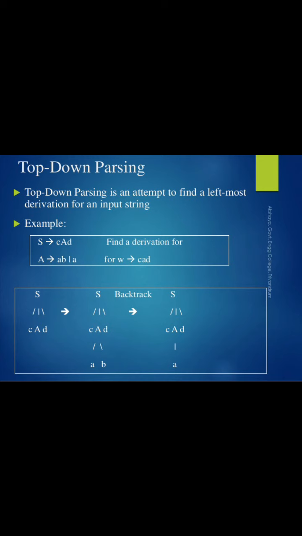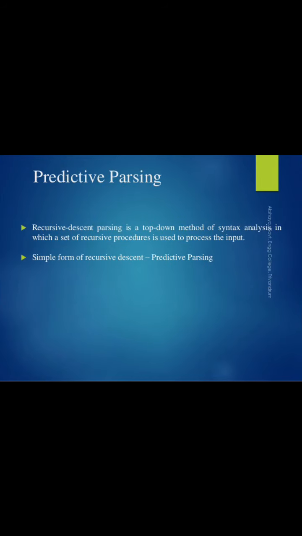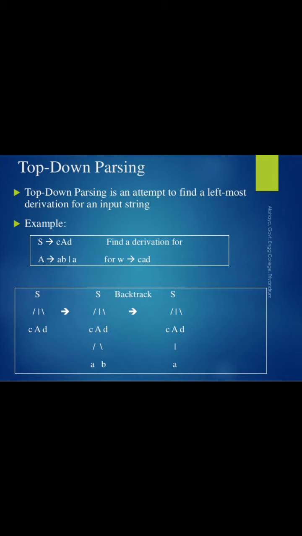Suppose we have a grammar S produces cAd and A produces ab or a, and we have the string w that is cad. In the first production we produce cAd, and in the second step the parse tree generates cabd with A produces ab, but our string is cad. Here we will backtrack, and again capital A produces a. In this way we produce our string. So this is for the top down parser.